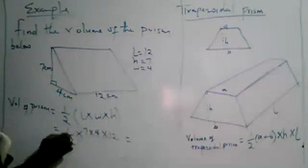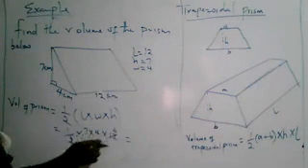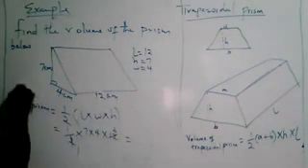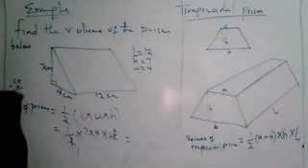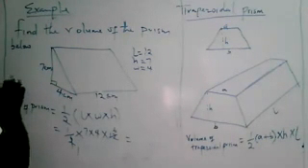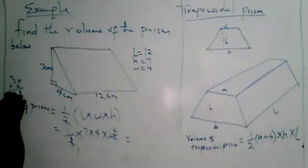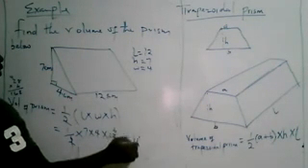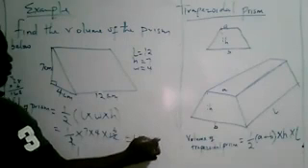Now, if we multiply this, 2 here 1, 2 here is what? 6. 7 times 4 is 28. 28 times 6 is 168. So this is 168 centimeters cubed.